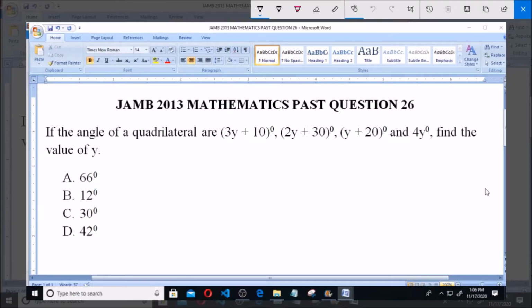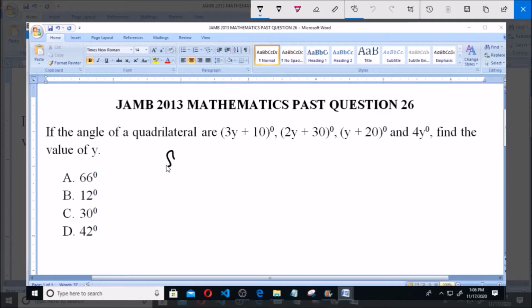I'll be answering JAMB 2013 Mathematics Past Question 26. If the angles of a quadrilateral are 3y plus 10 degrees, 2y plus 30 degrees, y plus 20 degrees and 4y degrees, find the value of y. If the angles of a quadrilateral are as given, that is what is given below.